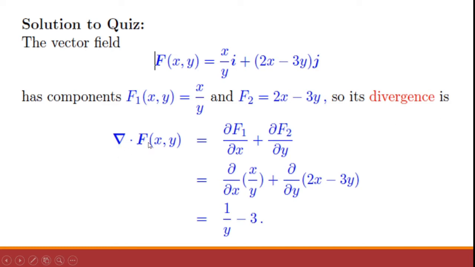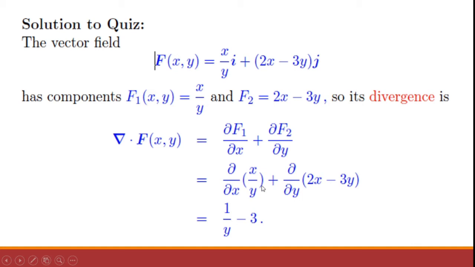Again, del dot F is equal to dou F1 by dou x plus dou F2 by dou y, because i dot i is equal to 1 and j dot j is equal to 1. Hence there won't be any unit vectors. Here F1 is x by y, F2 is 2x minus 3y. Hence dou by dou x of x by y plus dou by dou y of 2x minus 3y.